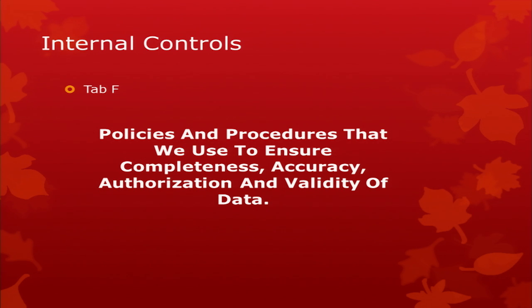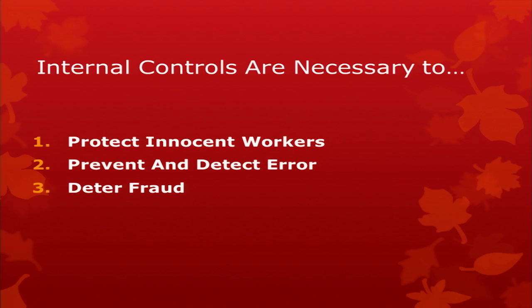But why do we have internal controls? Number one, we want to protect you. We want to protect innocent workers from accusations or from any kind of appearance that something not right is going on. So it's important to have these policies in place in writing so that it doesn't look like anything's going on, even if there isn't.